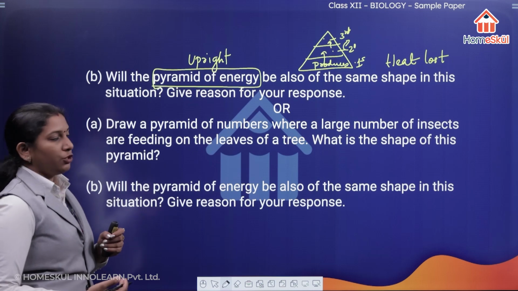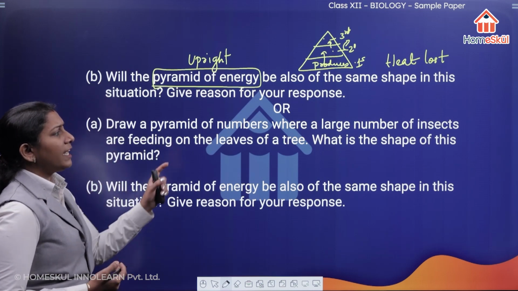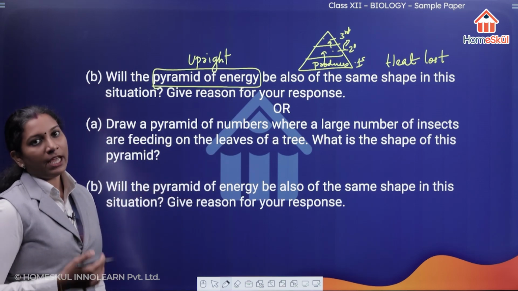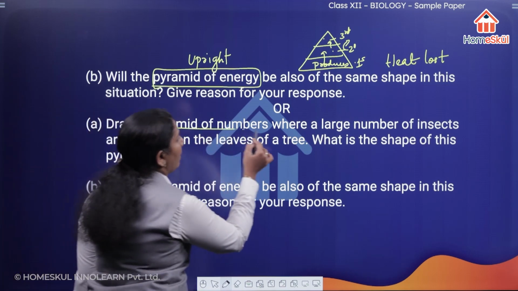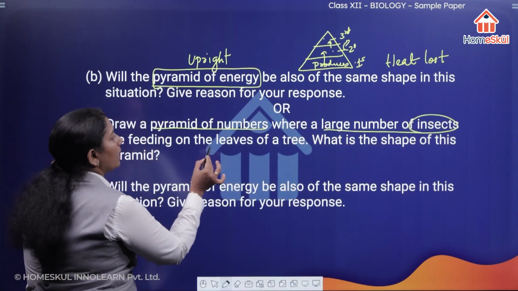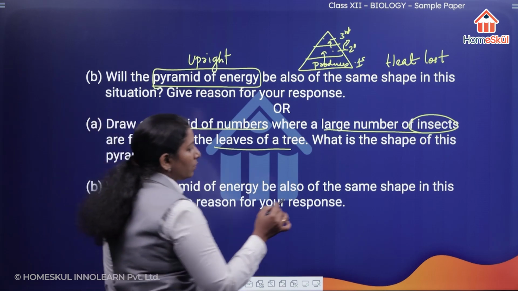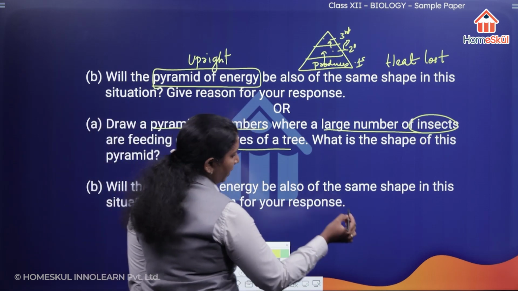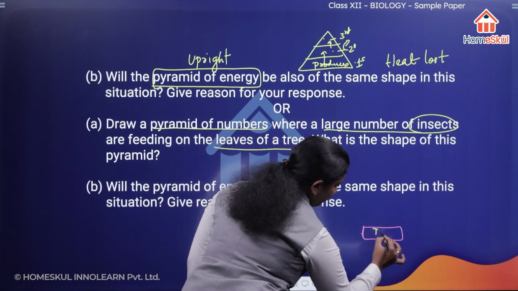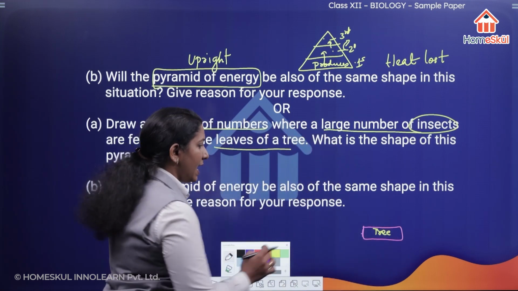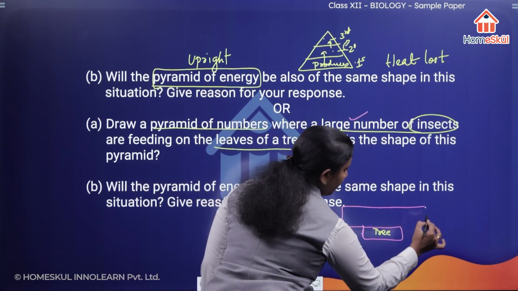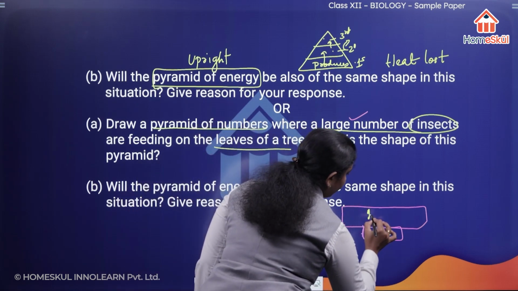And there will be an OR question too. So, draw a pyramid of number where a large number of insects are feeding on the leaves of a tree, and what is the shape of this pyramid? Okay, so you can draw a pyramid of number which will be having a large number of insects feeding on leaves of a single tree. So you can draw that the pyramid will be like this, that is a single tree, the tree will be here, the leaf of a single tree, and depending upon this tree, you can find a large number of insects, right?